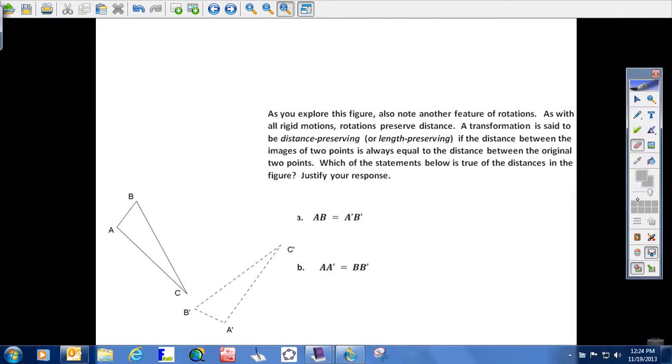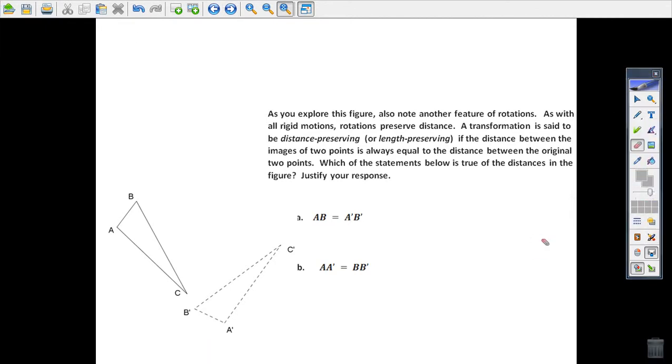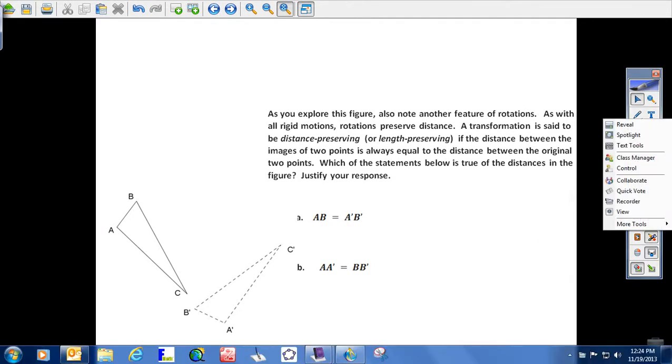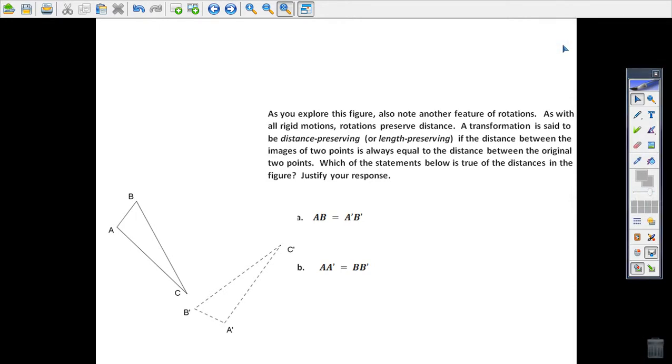What did you come up with for A prime, B prime? Dakota, are they the same length? Yeah. Why? Because you have to justify your response, right? Okay, so if I have AB here, and I have A prime, B prime, why are those two congruent? It's just a rotation, so since it's a rotation, what? Isn't there another? Oh, that's the diamond. Yeah, that's the one that's not rigid.